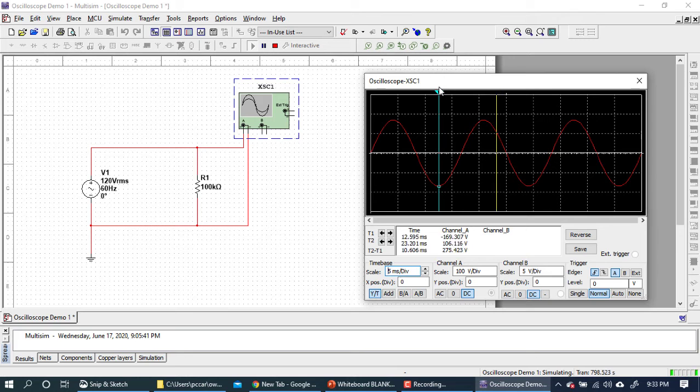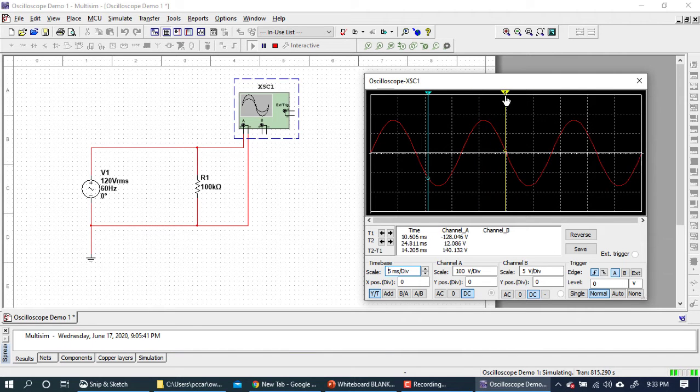But anyway, cursors. Cursors are an easier way to make measurements in or on the waveform. And I'll show you that. So this particular cursor, we can place it anywhere on this waveform. This is cursor number 1. You can see that there, and it's blue. Here is cursor number 2. It's yellow, and we can move it anywhere on the waveform.